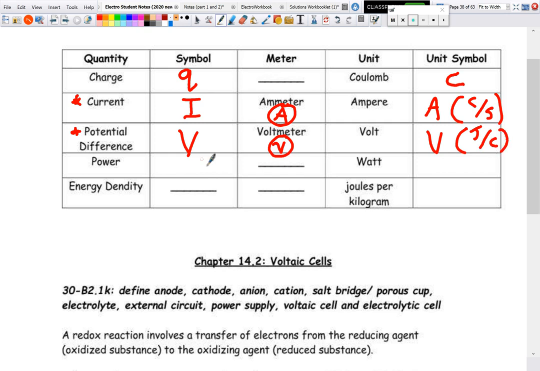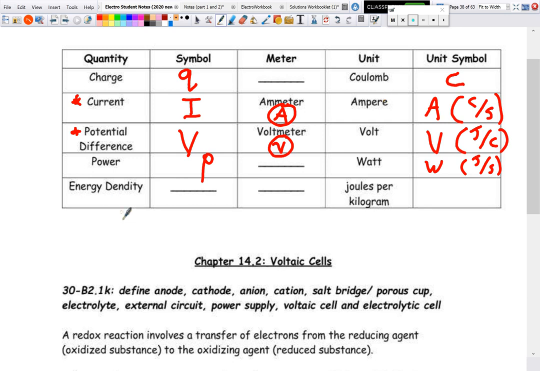Now power, you may come across this. The symbol for power is P. There's no real meter to measure that. The unit for it is a watt, and a watt is how many joules per second something uses. So if you measure the power usage of something, it is in watts, which is how many joules are used every second.